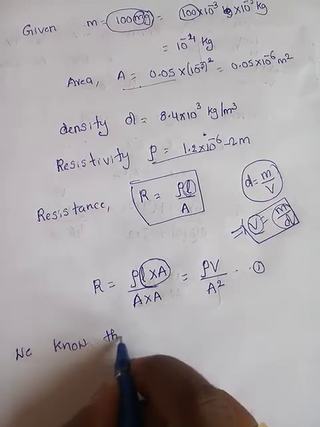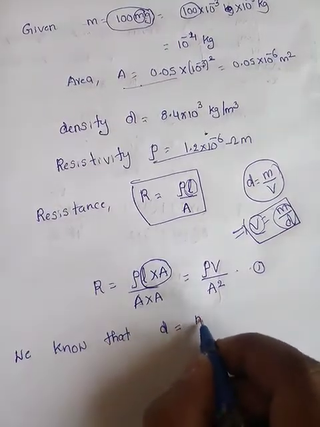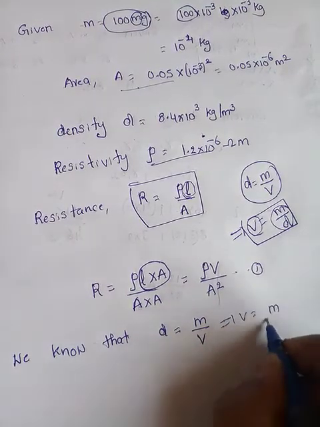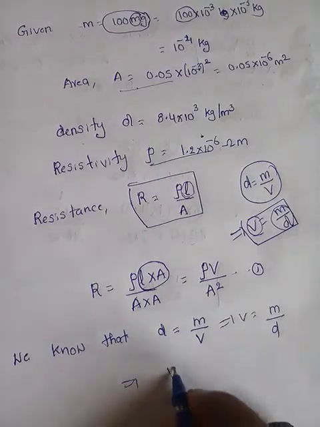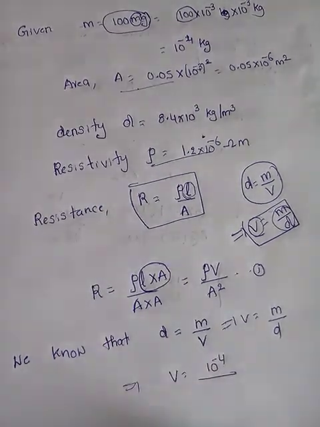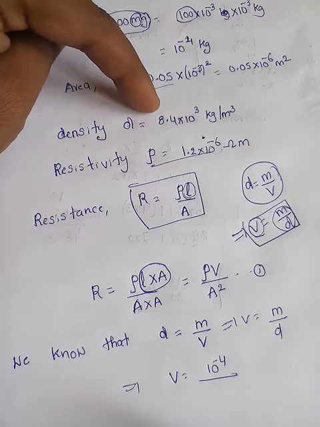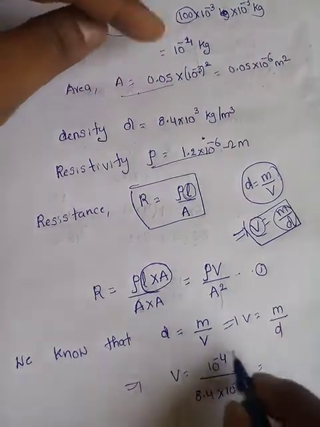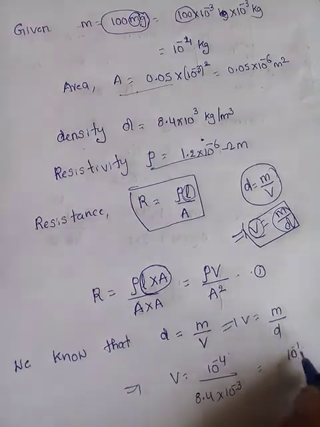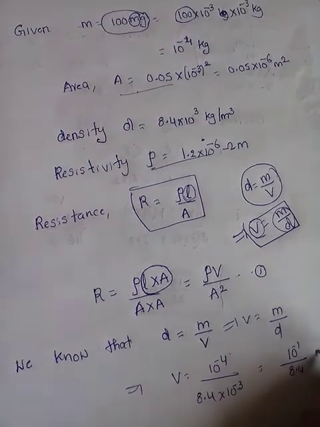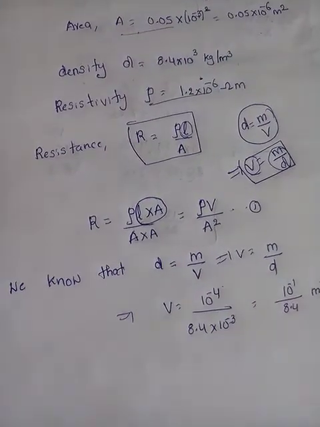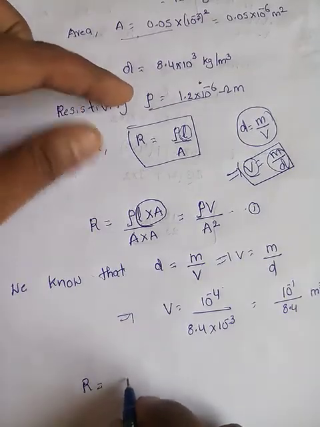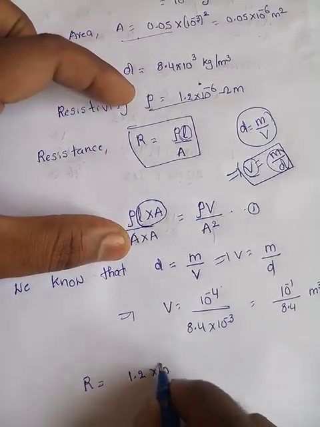We know that density equals mass by volume. From that, volume equals mass by density. Mass is 10 raised to minus 4 by density 8.4 into 10 raised to 3. If the 10 raised to 3 comes to the numerator it becomes minus 3, so minus 4 minus 3... that gives 10 raised to minus 7 by 8.4 meter cube. That will keep like that. Now, finally from equation 1, resistance R equals rho, 1.2 into 10 raised to minus 6.